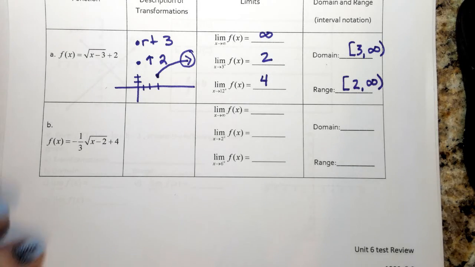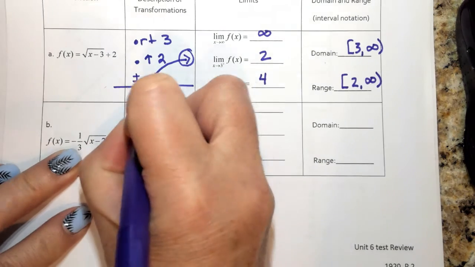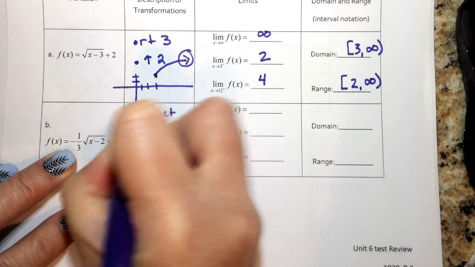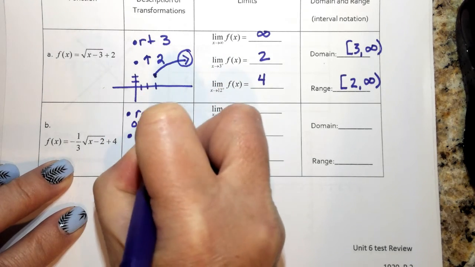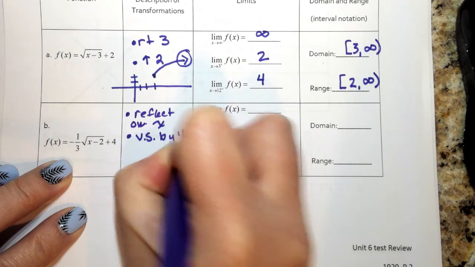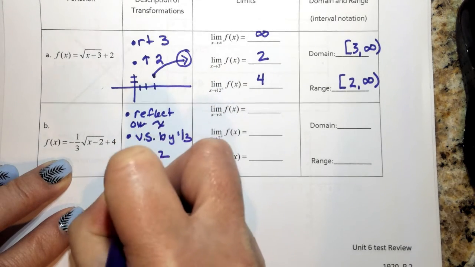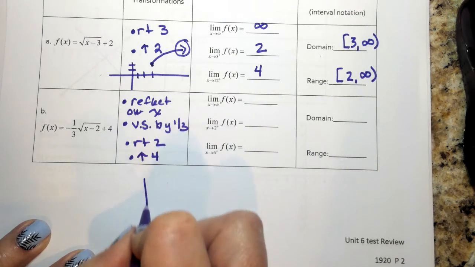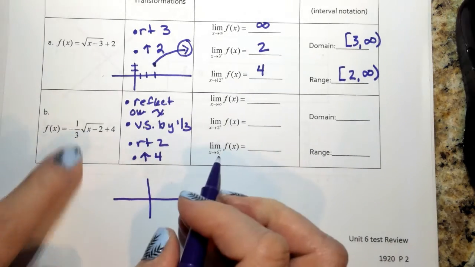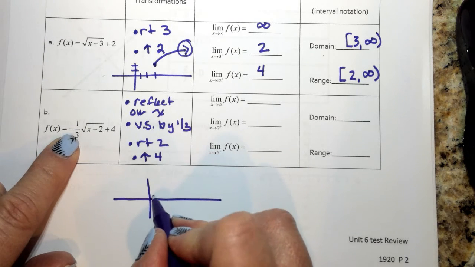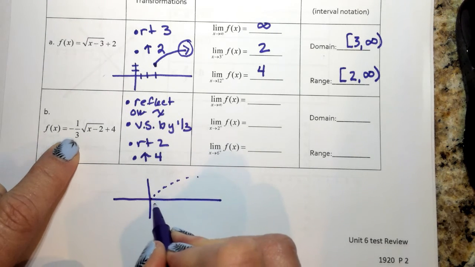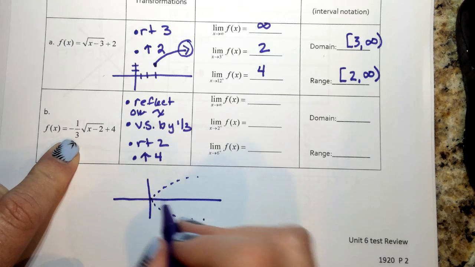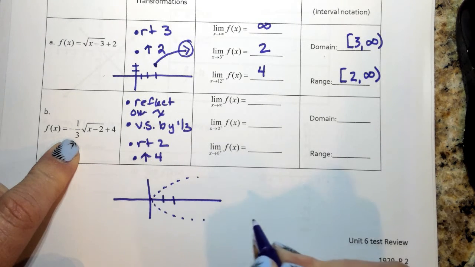So notice the transformations here. With a negative sign, I reflect over the x-axis. I have a vertical stretch by a factor of 1/3. I'm going to the right 2 and up 4. So even though the question's not asking me to graph, I know I'm going to be reflecting this graph. Instead of the parent function going like this, with a reflection over the x-axis, it's going to go like this. And then I need to shift it to the right 2 and up 4.